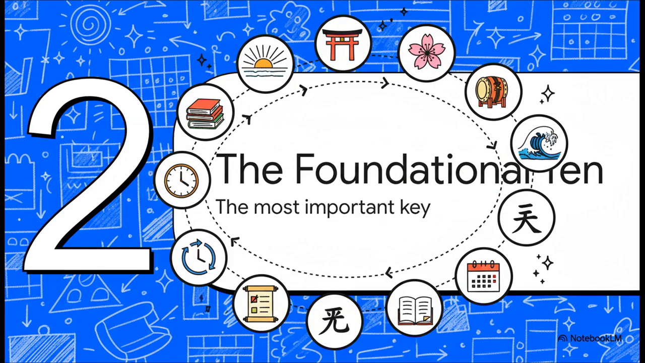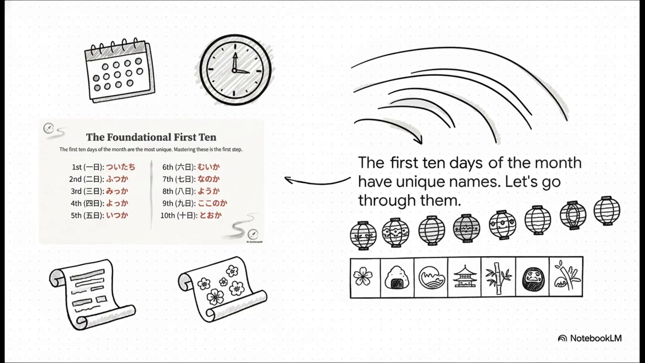We're starting with the most important part of the entire system, the first 10 days of the month. I'm not kidding, these are the most unique ones, and once you get the hang of these, you've basically conquered the biggest challenge. Okay, so this is the part you really want to lock in. Let's just run through them together.